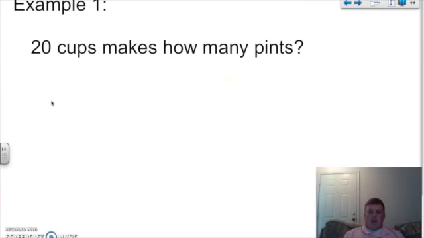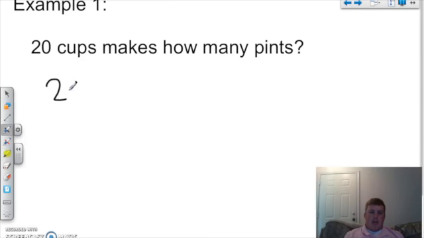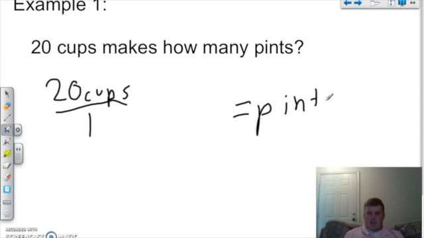So, if we are looking for an example, we want to see 20 cups make how many pints? So I'm going to have to first start by putting what I have, and we'll give the pen a second to catch up, 20 cups over 1. And we want to end up in pints. So we need to figure out a conversion that's going to allow us to go from cups to pints. Let's look back real quick at our gallon man.